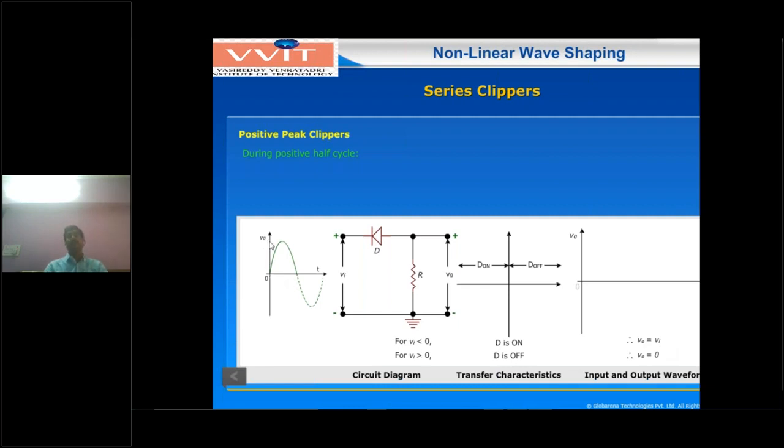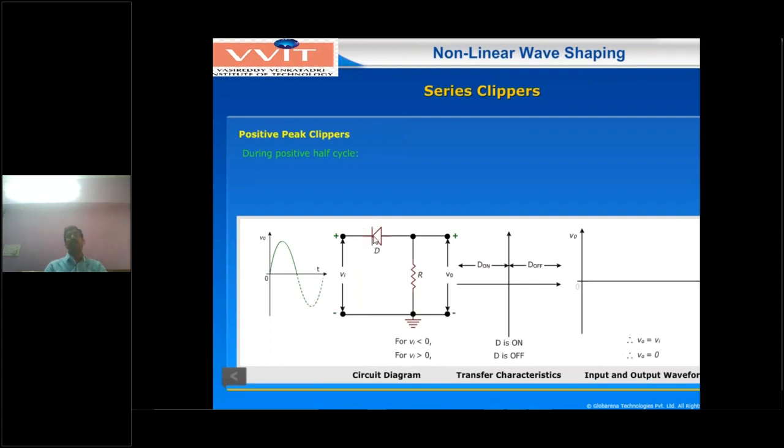Now you are applying the positive peak. Positive peak means the VI greater than 0 condition. So for VI greater than 0, the diode's cathode terminal will be more positive compared to the anode voltage. That's why the diode will be in reverse bias condition. The diode will be off.